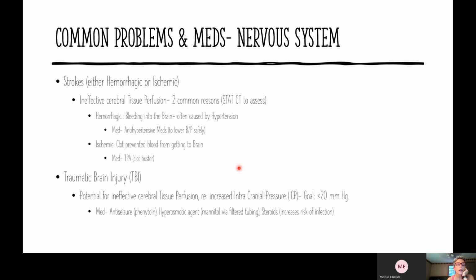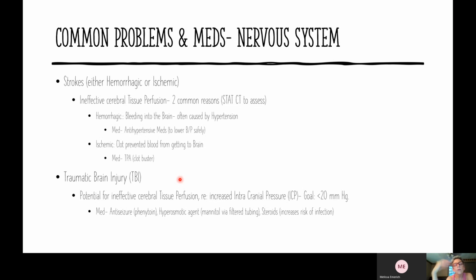And then you could also have a traumatic brain injury, which is a common issue, and it could be anywhere from mild to moderate to severe. One of the beginnings of a nursing diagnosis would be potential for ineffective cerebral tissue perfusion related to increased intracranial pressure. If there's too much pressure and swelling within the brain, the intracranial pressure may go above 20 millimeters of mercury. Up to 15 is considered normal. You'd like it to stay less than 20, but if it goes above 20, you're going to be treating it.